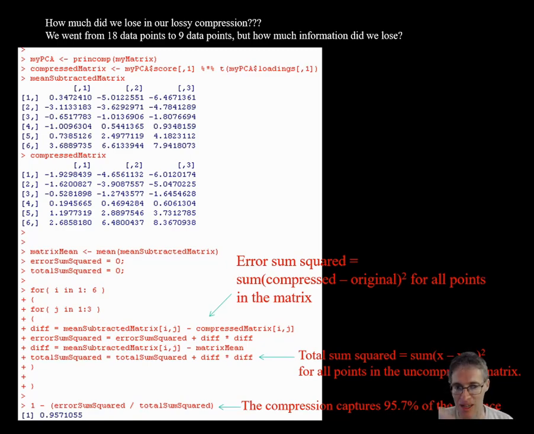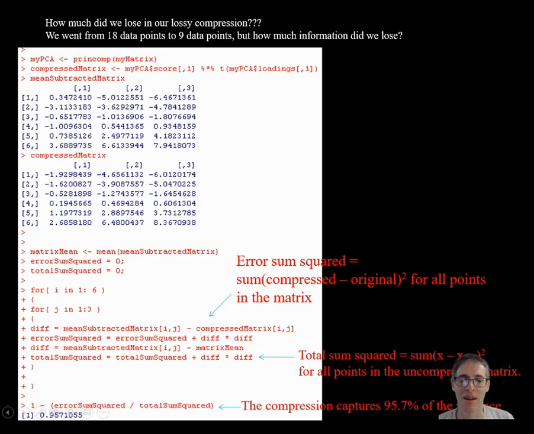So we're going to define a sum squared error. Like as always, we're going to define our error sum squared, which is just going to be across our 18 numbers, the difference between the compressed and the original squared. So I just take this number minus that number, square it, plus this number minus that number squared, plus this number minus that number squared.